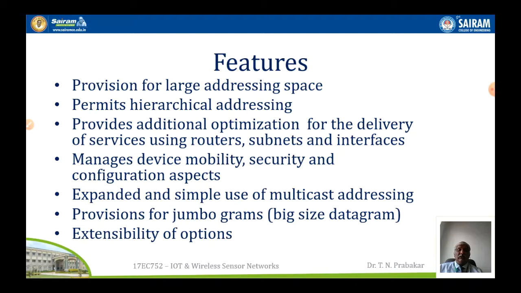And the expanded and simple use of multicast addressing. Say for example, from one mobile we can transmit the data to many mobiles, right? That is called multicast addressing. And jumbograms. So compared with the normal datagram, we can increase the size with jumbograms, right? And the extensibility of options, we can extend the options. There are some reserved bits. Using those, you can extend the available options in IPv6.